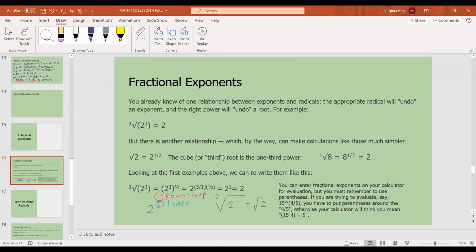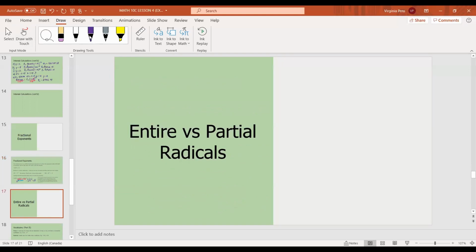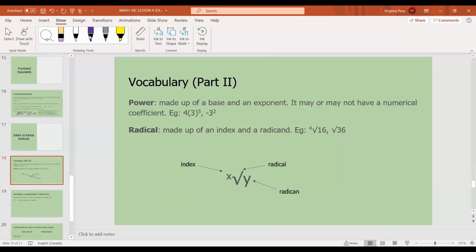All right, now that's basically it for fractional exponents. In a lot of math courses, this is an entire lesson, but we covered it in one slide. I hope you kind of understood that, but there's, once again, a few practice problems in the worksheet if you would like to go through them. Now we're going to be talking about entire and partial radicals. So let's take a look at some more vocabulary.